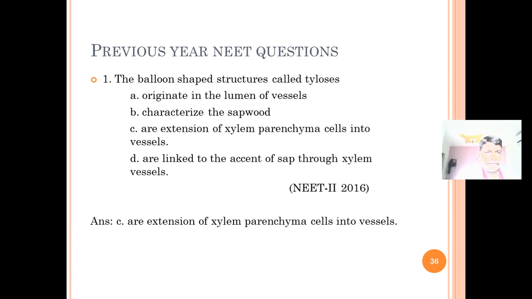Now we will discuss some previous NEET questions. The balloon-shaped structure is called a tylosis. Option A: originates in the lumen of vessels. Option B: characterizes the sapwood, or extension of xylem parenchyma cells into the vessels, linked to the ascent of sap through the xylem vessels. The correct option is this. The tylosis is a blockage that happens in the vessels. How does the blockage take place? The xylem parenchyma protrudes inside, and the blockage happens. The option is C.